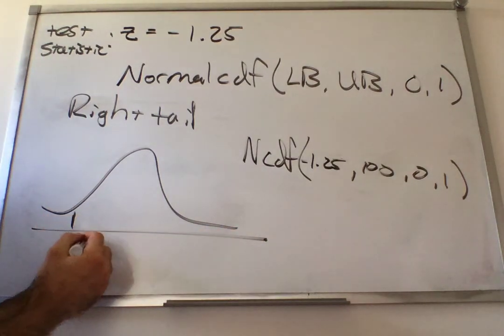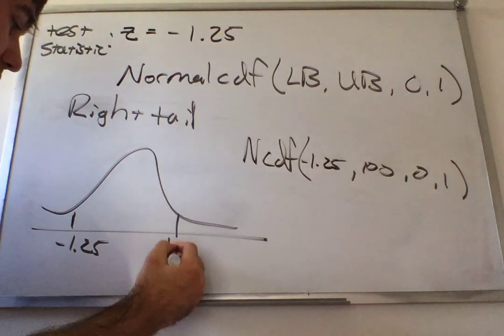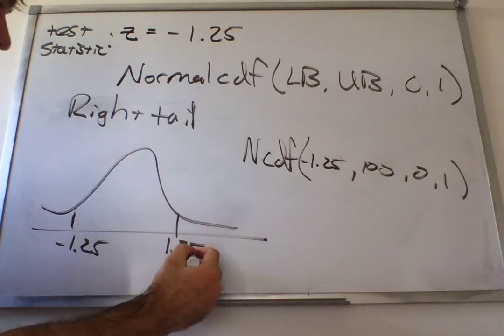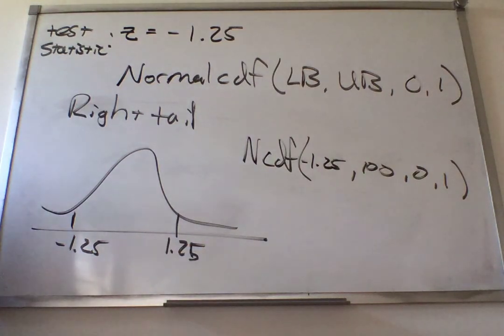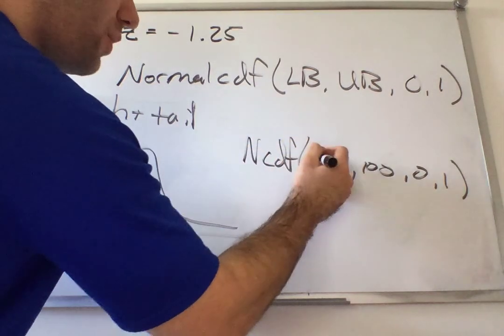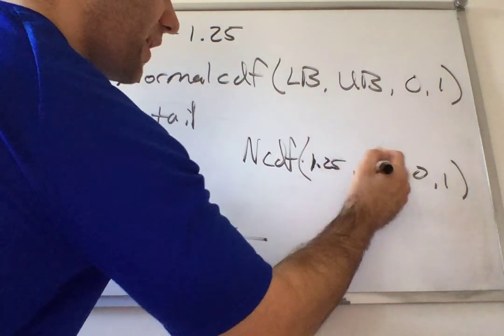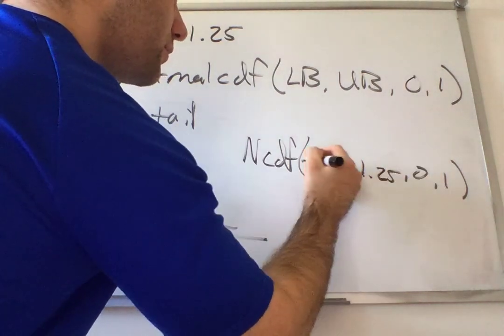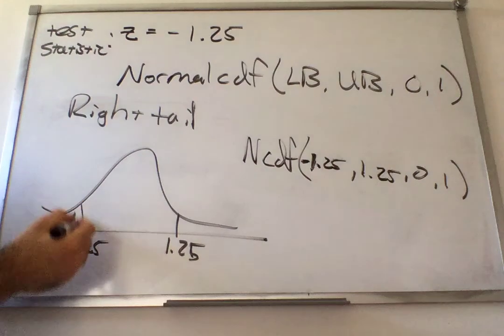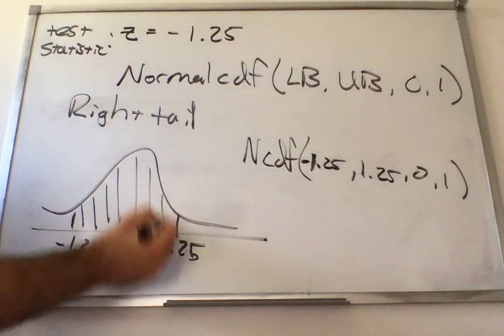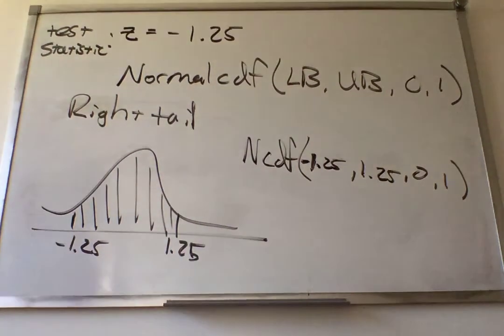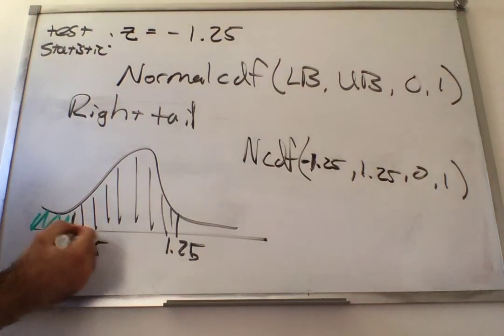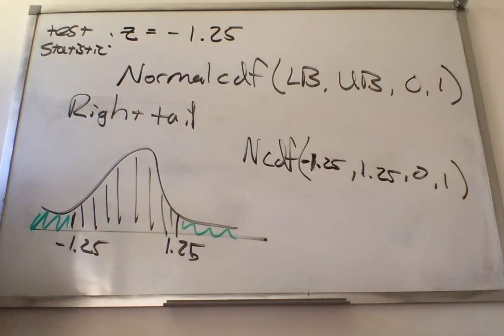So negative 1.25 and 1.25, like that. You would have to do your lower bound to your upper bound, but that gives you the area of the inside. You don't want the area between those two bounds. You want the tail ends of them, so you want this green area and this green area.